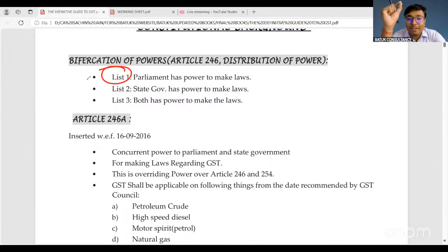Now, sir, for your kind information, we all know we have two acts basically. One is the CGST Act, another is the SGST Act. The IGST Act is also there, and the UTGST Act is also there. But just for our understanding, why is there a requirement of two separate acts?